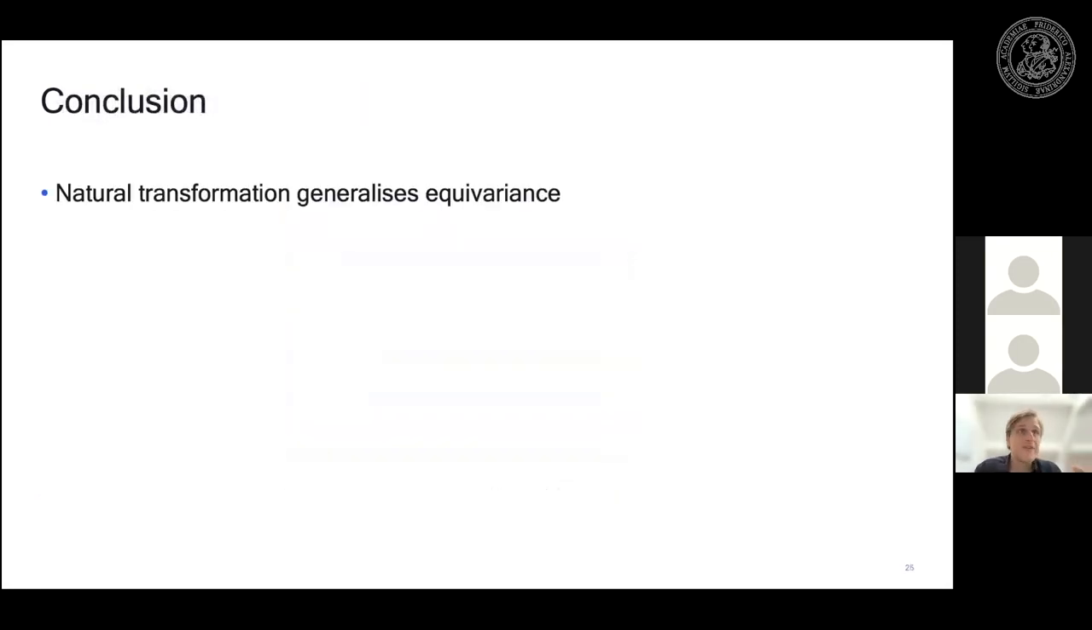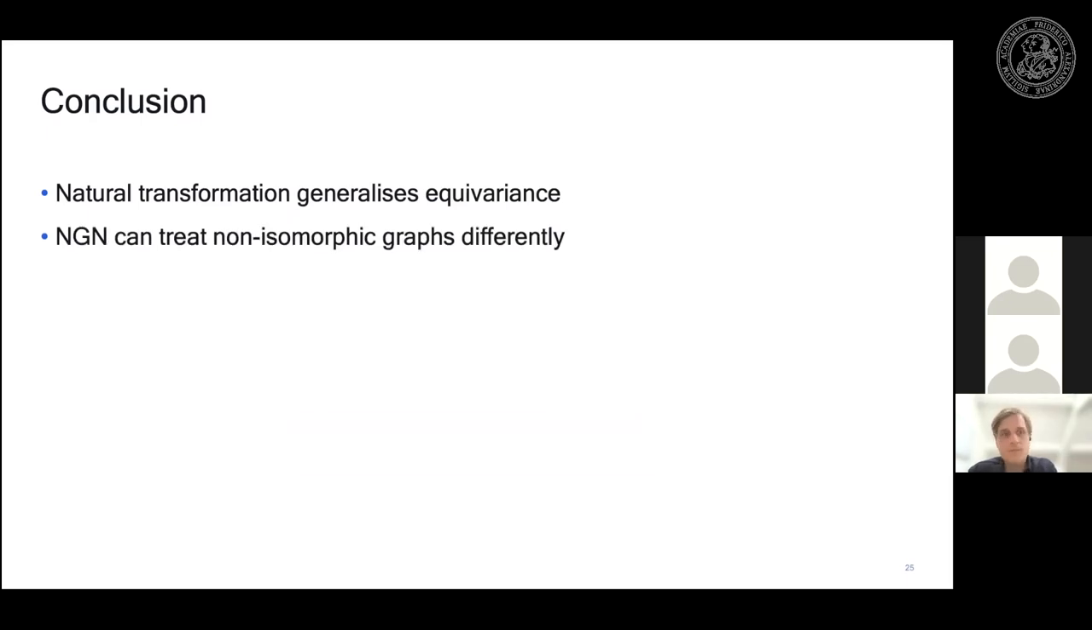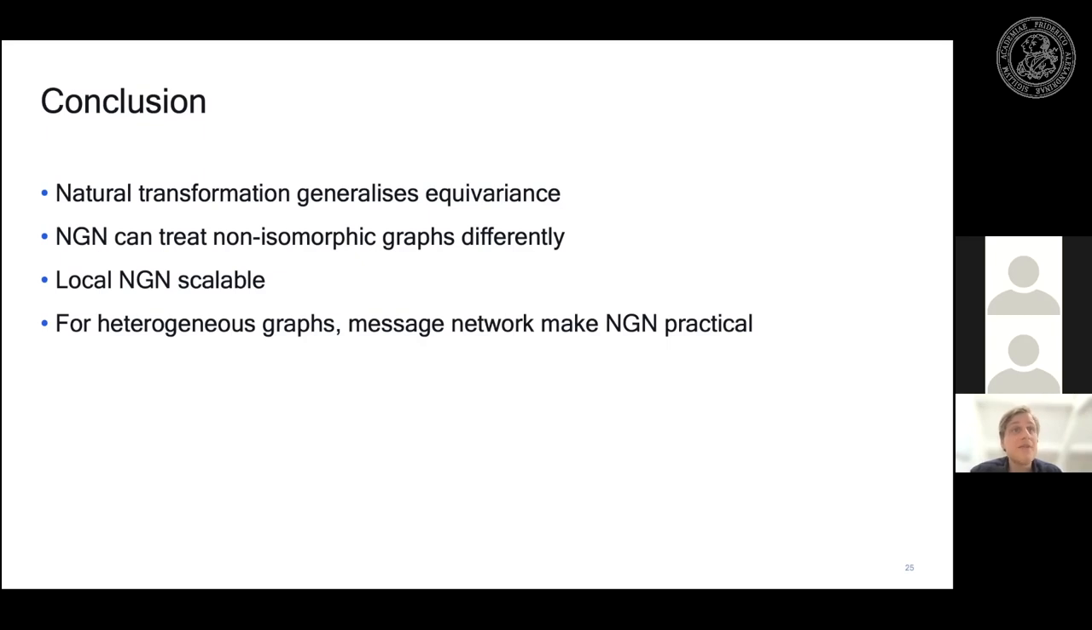So in conclusion, we used natural transformation, a concept from basic category theory, to generalize equivariance to new cases, which we need for our graphs. And as a consequence, we built natural graph networks that can treat non-isomorphic graphs differently, whereas prior work, equivariant graph networks, treat all graphs the same. And this also makes our natural graph networks more expressive than equivariant graph networks. And then we introduced local natural graph networks as a variation to make the solution scalable to larger graphs. But for heterogeneous graphs, we still found that in practice, you find too many isomorphism classes. So we used message networks to make the natural graph network practical.